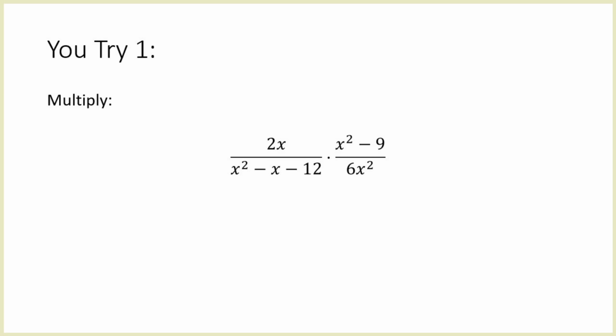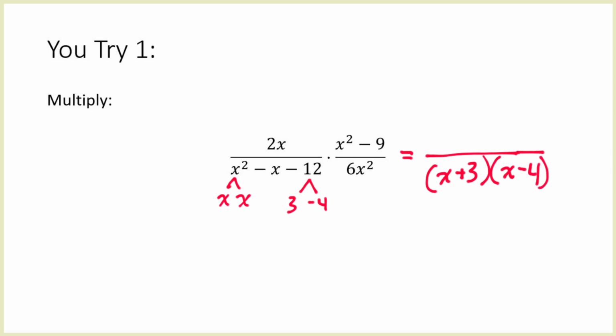So what we'll want to do here is recognize, hey, I can turn this into factors. This is x times x. This is 3 times negative 4. So I can factor this lower left one to be x plus 3, x minus 4. I can't factor the top of the left one, so it's going to just be 2x. Looks like I drew this all too big. Let me make it a little bit smaller. That way it'll leave myself some room.